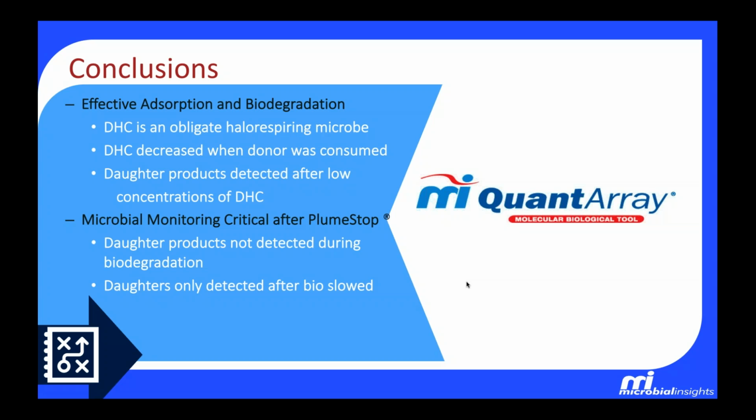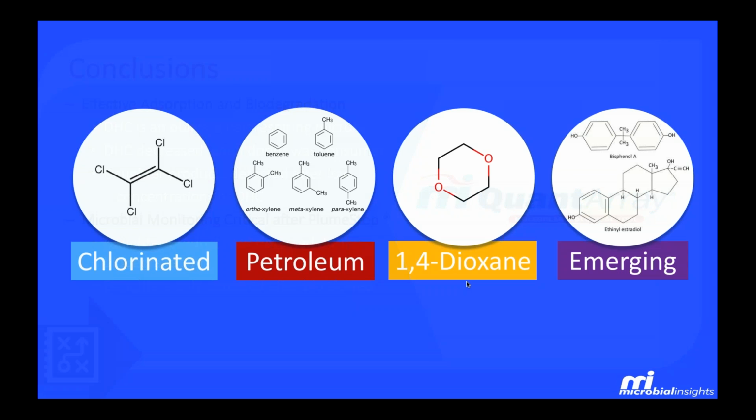If you're doing this type of play at your site, microbial monitoring via tools like QuantArray is really important, because you can't really justify that biodegradation is happening any other way. We may not see daughter products being formed because the absorption happens and biodegradation can happen so effectively when the plume stop is applied, we may not see a lot of daughter product accumulation. So we need some way to document that we have the right microorganisms there and that this play is working and we're going to reach our end target goal.